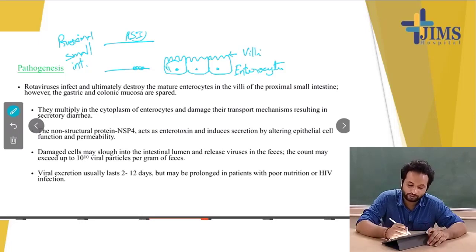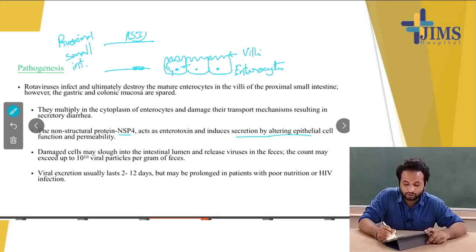So here there are so many channels for electrolytes that are disrupted inside the cell. Okay, and who does the disruption? It is the enterotoxin which is produced by these rotaviruses. So non-structural protein NSP4 acts as an enterotoxin which induces secretion by altering epithelial cell functions and permeability, leading to damage in the transport mechanism.